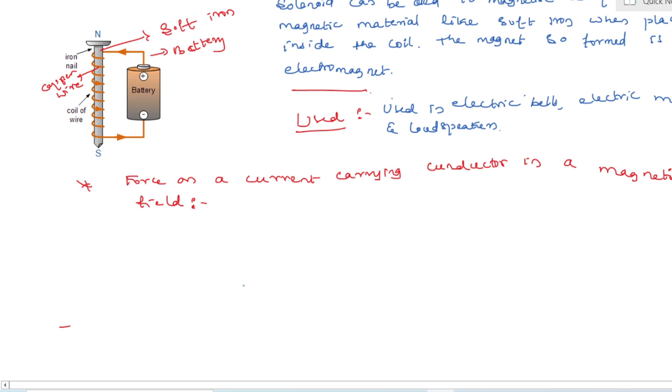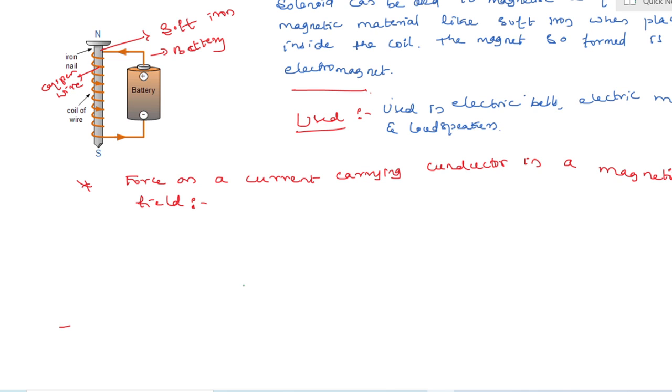When a current carrying conductor is placed in a magnetic field, it experiences a force except when it is placed parallel to the magnetic field. The force acting on a current carrying conductor in a magnetic field is due to interaction between the magnetic field produced by the current carrying conductor and the external magnetic field in which the conductor is placed.